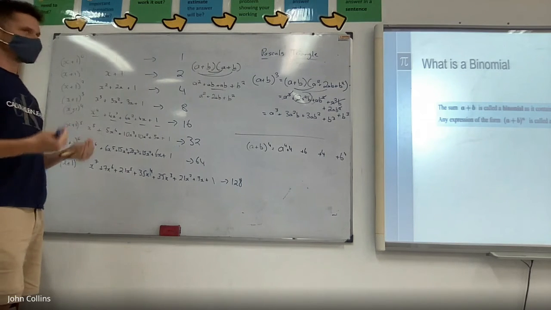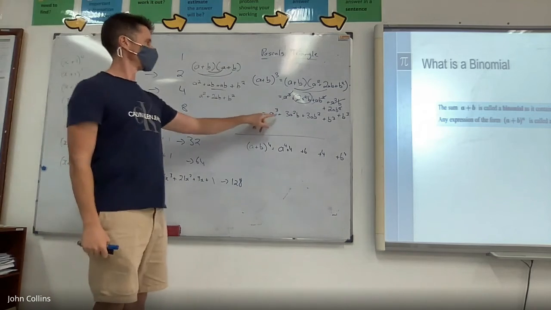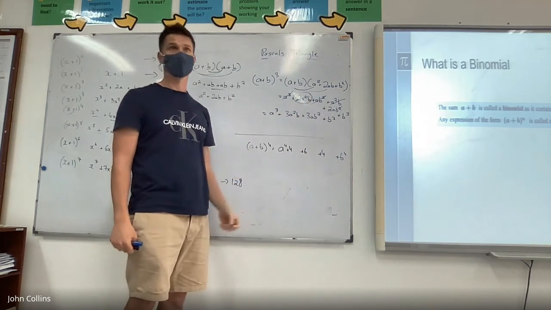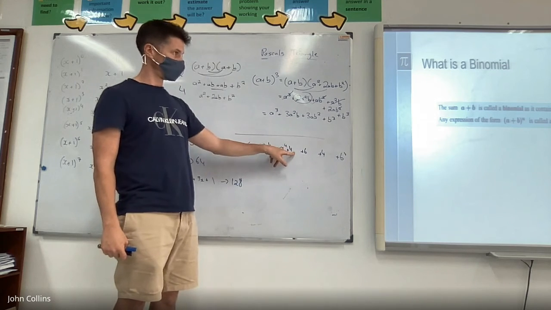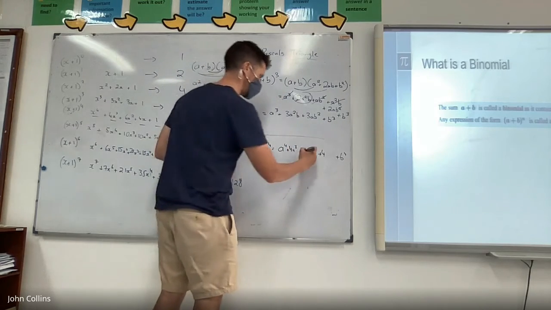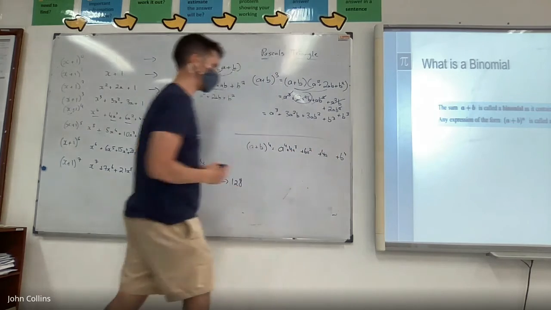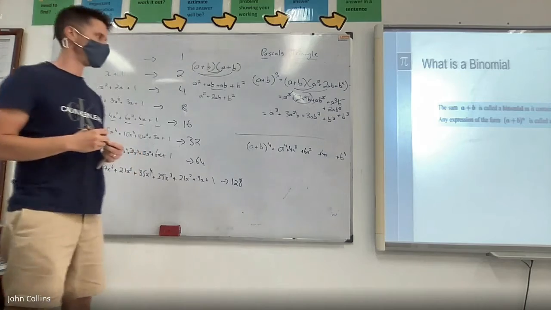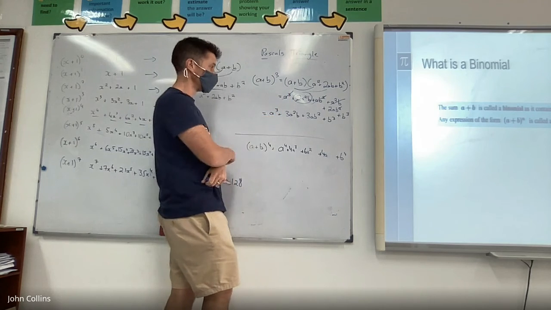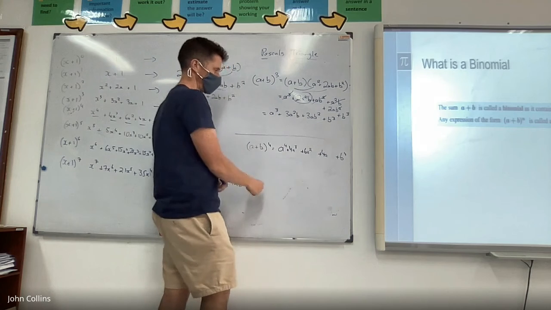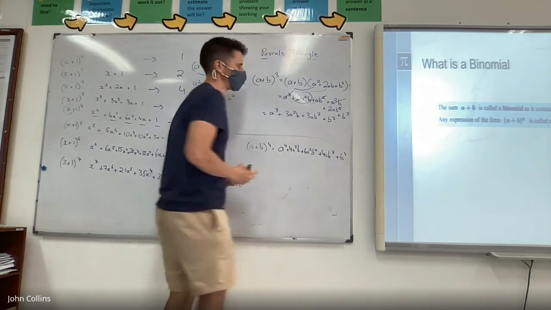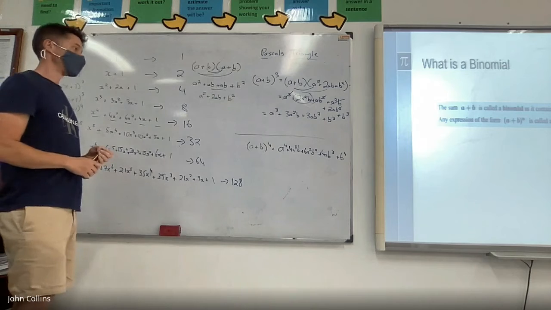Notice the pattern of the powers of a. A to the power of 3, a to the power of 2, a to the power of 1, a to the power of 0. So descending powers of a. And the powers of b are ascending: b to the power of 0, nothing, then b to the 1, 2, 3.